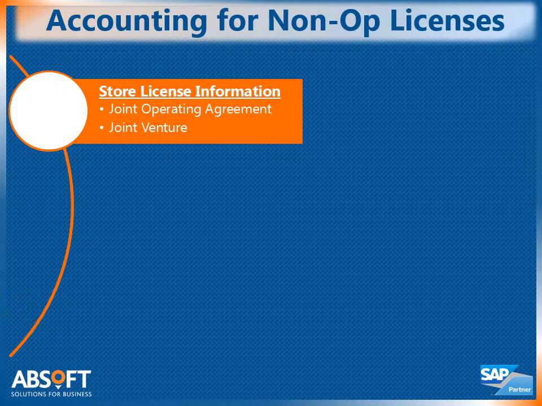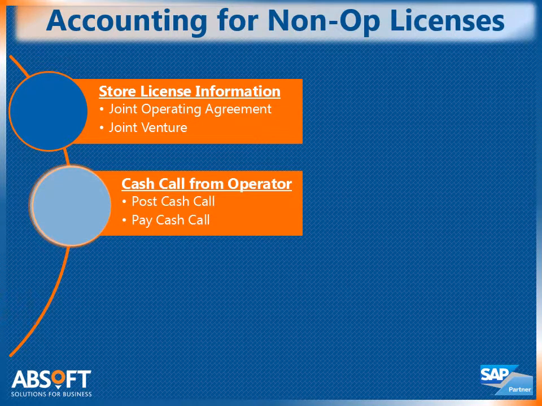Having stored this key information about the license, you are ready to start making postings to the license in the system. The first posting is likely to be that of a cash call received from the operator. Because you've stored the master data about the license as shown previously, very little information is required to be entered when a cash call is received.